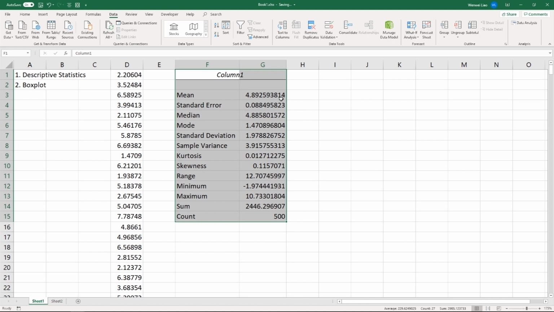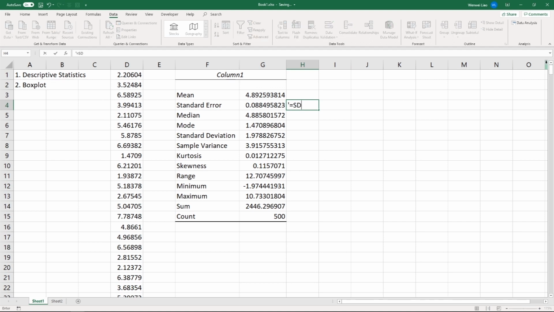I believe most of you are familiar with some of the parameters here, like mean, median, mode. The first thing I want to mention here is standard error. Standard error equals to standard deviation divided by square root of n. Okay. And the second thing I want to mention here is skewness.